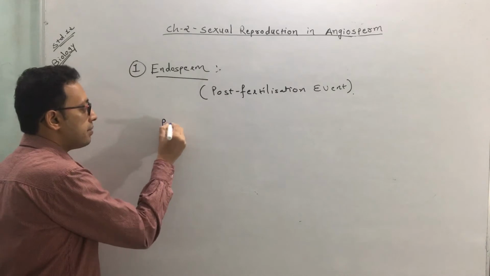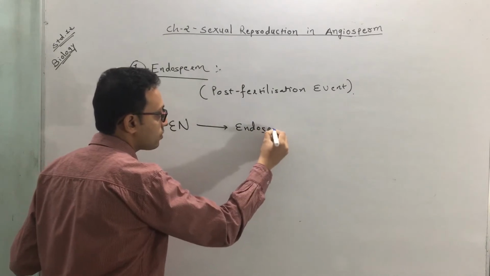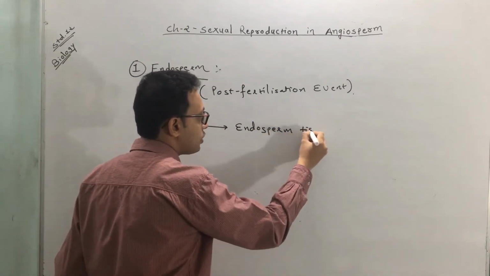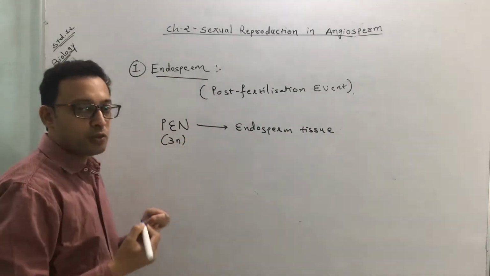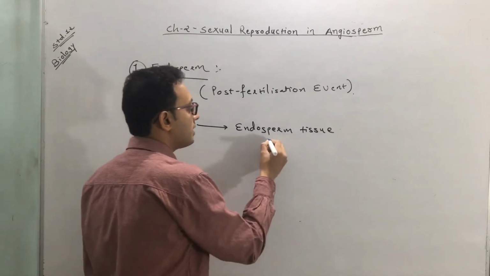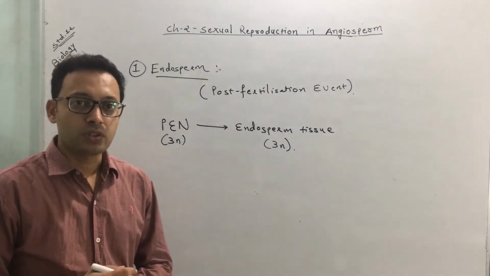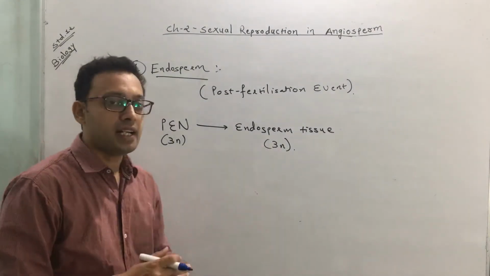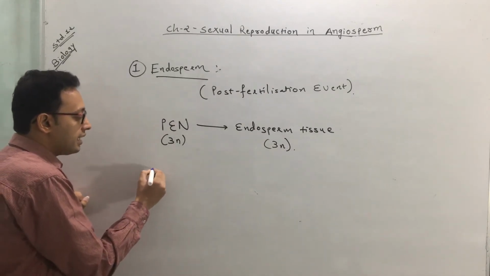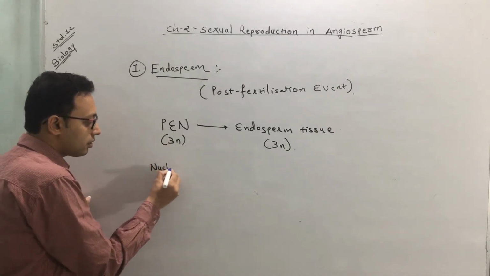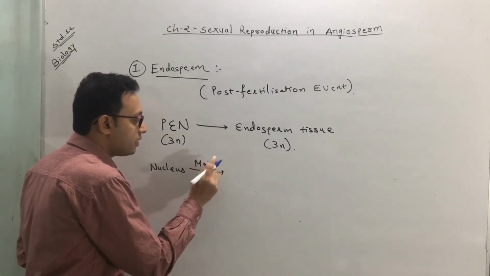How is it formed? The primary endosperm nucleus gets converted to endosperm tissue, the cells of the endosperm. As I have already mentioned, the chromosomes present in the primary endosperm nucleus are triploid, so the endosperm tissue also has a triploid number of chromosomes, 3n. How does it occur? This primary endosperm nucleus undergoes repetitive mitotic division.